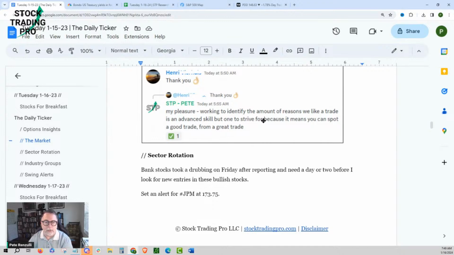So here's the goal that you want to accomplish. Working to identify the amount of reasons we like a trade in advance is a skill, but one to strive for because it means you can spot a good trade from a great trade. So here's what I would love to see you put on a Post-it pad. Write on a Post-it pad before you place any trade, and I don't care if you're day trading, swing trading, whatever it happens to be: is this a good idea or a great idea? And that answer will increase or decrease your position size. It is an advanced skill, but one you might as well learn now because a lot of people never learn it because they trade the same way every single time, and that's a mistake.